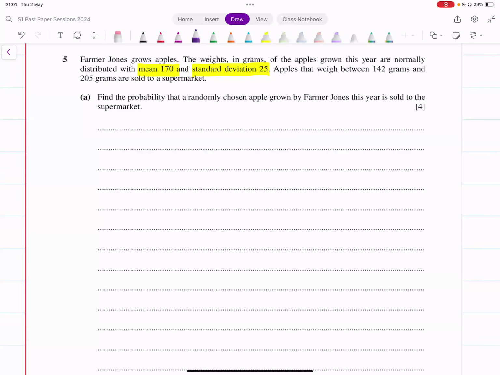Now, an apple is going to be sold if it weighs between these two numbers, 142 grams and 205 grams. So we want to find the probability that the weight, if we denote that by X, is between 142 and 205. This is the probability that you want to find out. Now, how do you do this? You convert it to Z first of all. This is simple normal distribution. Apply the Z formula on this: X minus mu over sigma.